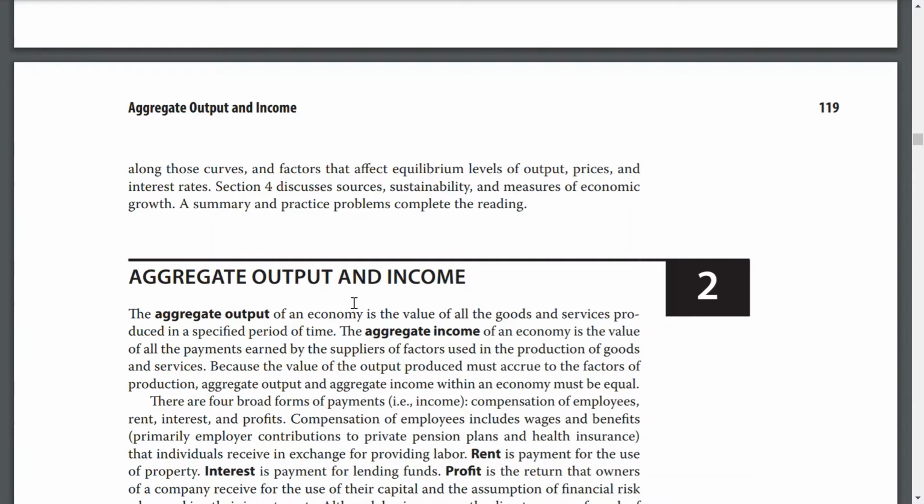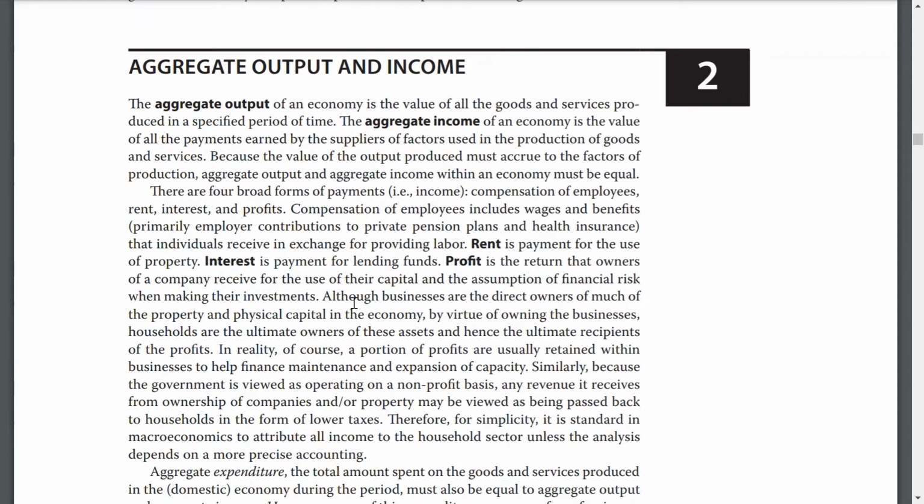Part 2, aggregate output and income. The aggregate output of an economy is the value of all goods and services produced in a specific period of time. The aggregate income of an economy is the value of all the payments earned by the suppliers of factors used in the production of goods and services.